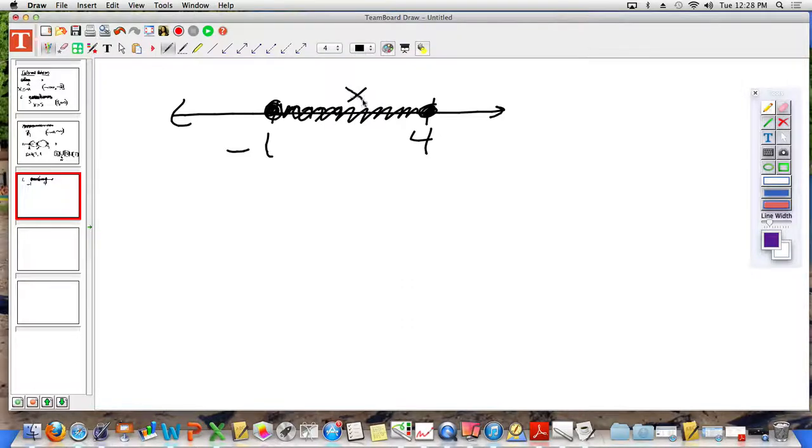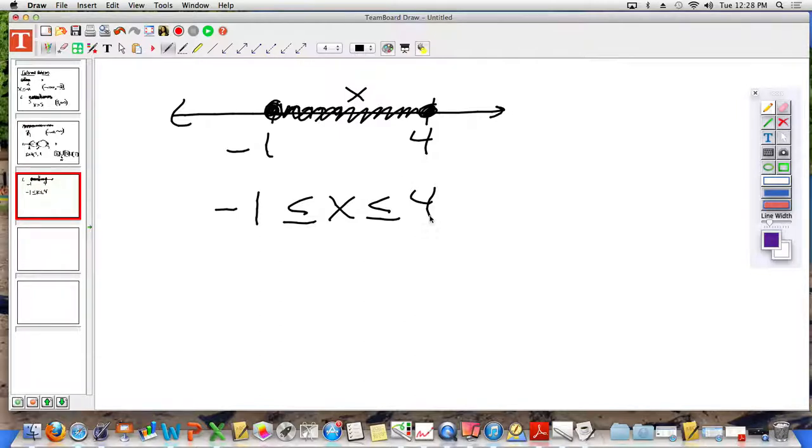This is the shaded region. So -1 less than or equal to x less than or equal to 4. That should be second nature at this point. You should know exactly what to do when you see those. But interval notation is new to you.